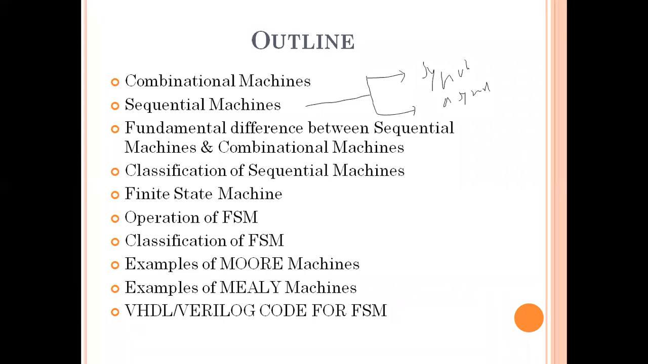But if you list out the FSM, you can say the example, that is the 4-bit binary counter is an example of a finite state machine, right? If the 4-bit binary counter is there, how many possible states are there? How many possible states are required?